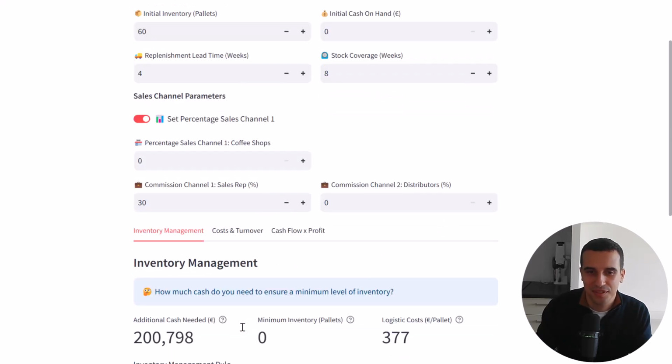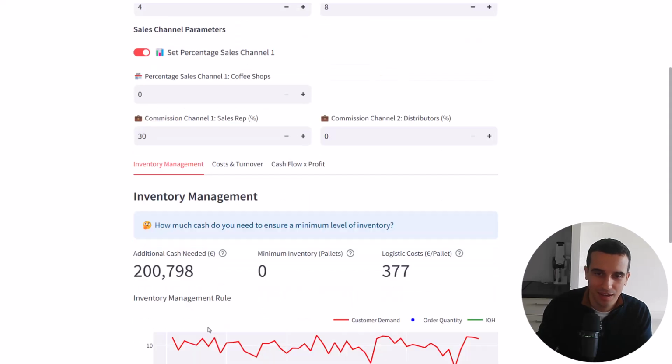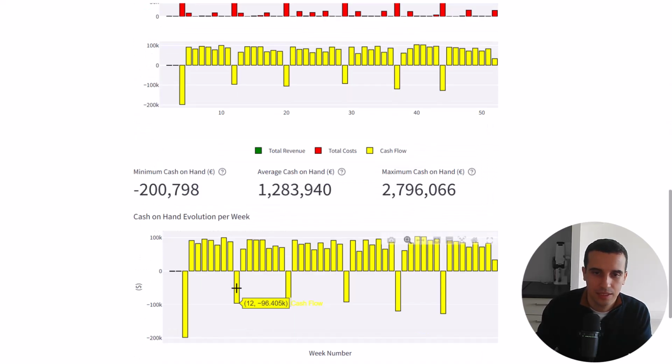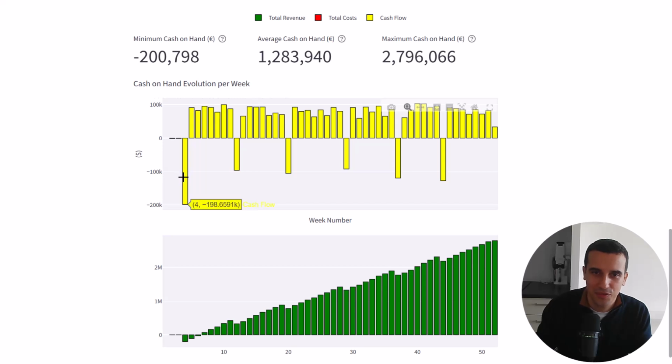But as you can see, the additional cash on hand is increasing. Why? Because here you have huge spending. You need to pay your inventory, you need to pay your transportation, but the distributors are paying later. So that's why you have negative cash flow, and you need cash on hand, because you need to absorb this kind of demand.